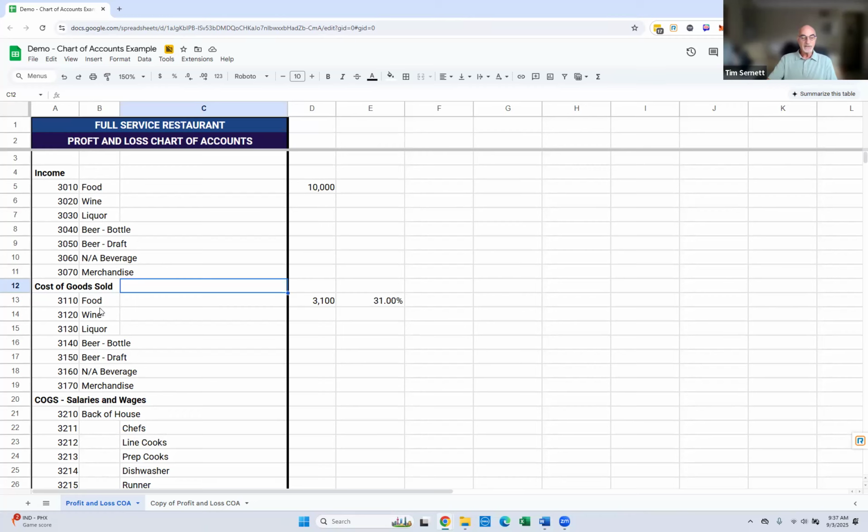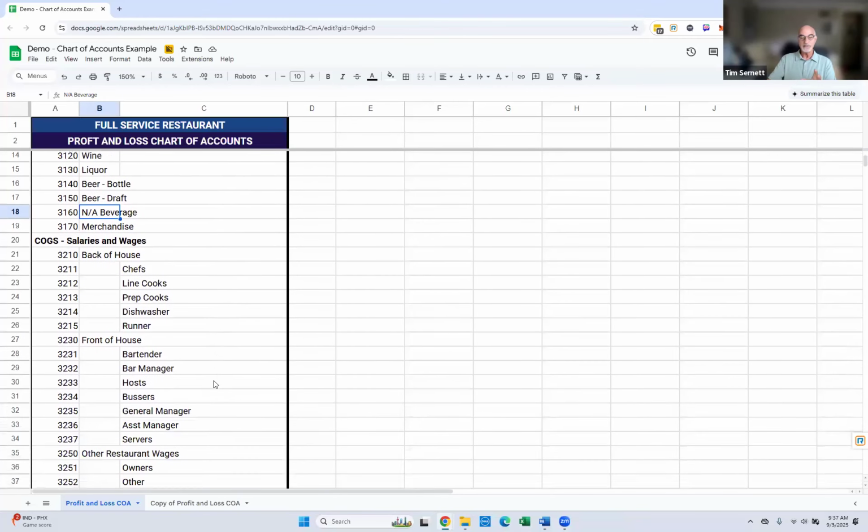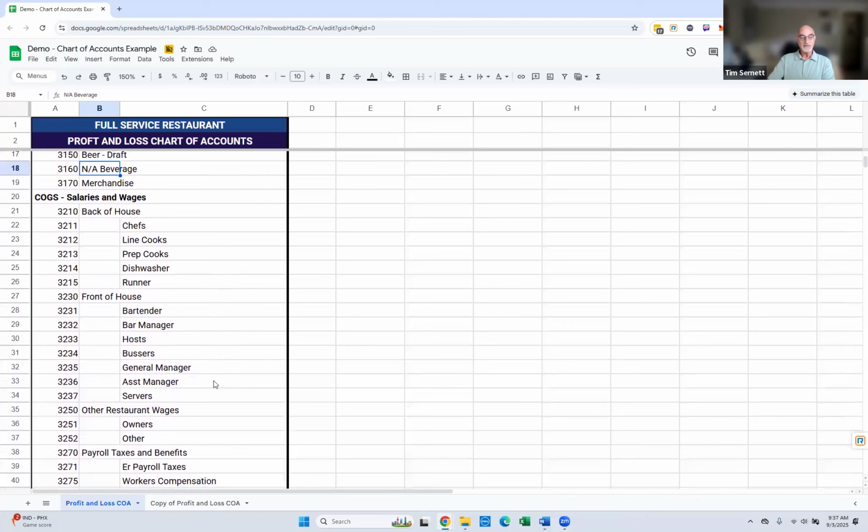Likewise, we want to track your cost of goods sold by those categories: food, wine, liquor, beer, NA bev, and merchandise, so that you can compare actual food costs to food revenue and determine what is your gross profit on food and what is your gross profit on wine, liquor, each of the beers, and NA bev on down the line, so that you understand what profit margins you're hitting in each of those categories so that you can pull the right levers to improve those profit margins.